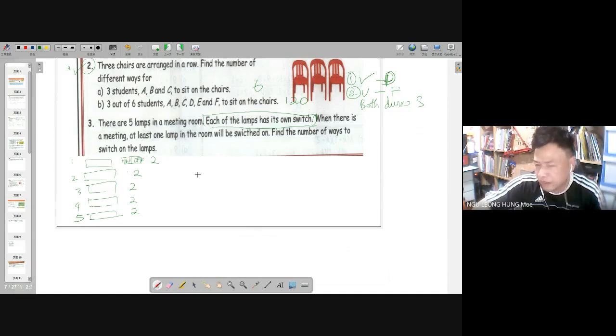Agree? If yes, please reply me T. If not, reply me R. If you don't understand, reply me R. If you understand already, okay, good.